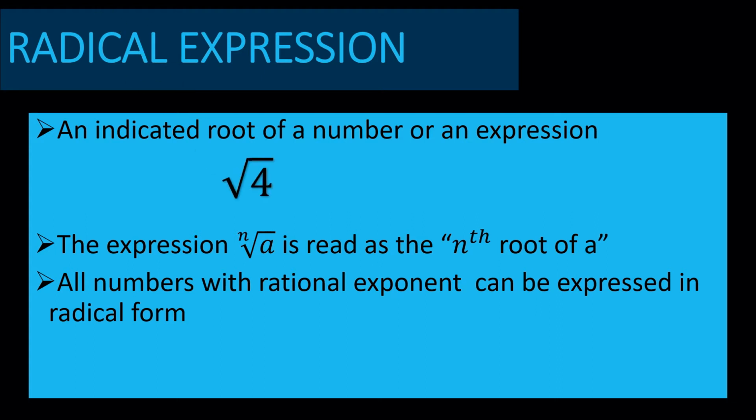So example of a radical expression, we have square root of 4. As I said earlier, since you cannot see that small number, the index, it is understood that the index is 2. That's why we read it as the square root. That is the usual. But you can also read it as the second root. But what is conventional is the square root of 4. Another example is this one. We read this one as the cube root of 27 because our n or our index is 3.